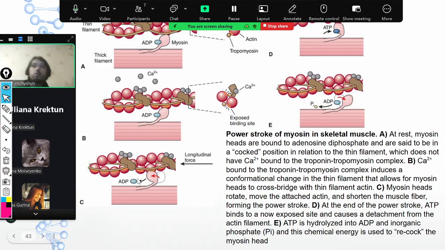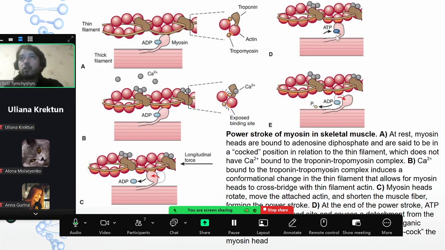Now the power stroke comes. So myosin heads rotate and move the attached actin and shorten the muscle fiber. So that's basically the power stroke. And at the end of the power stroke, ATP binds to a now exposed site and causes a detachment from the actin filament. So here you see the ATP bound in place of ADP.